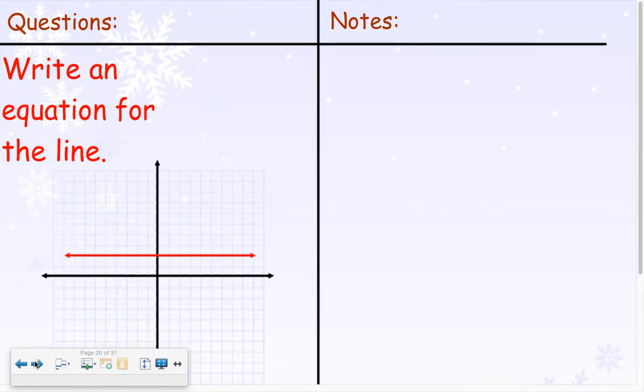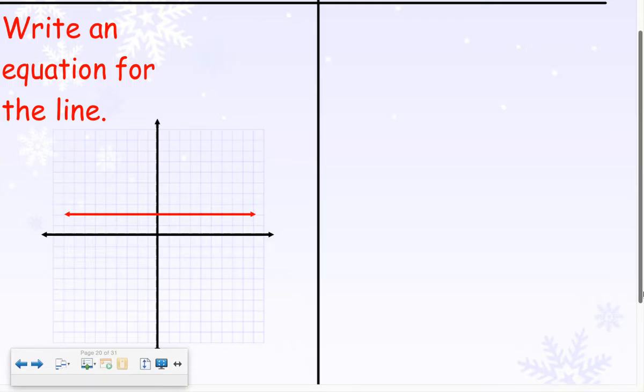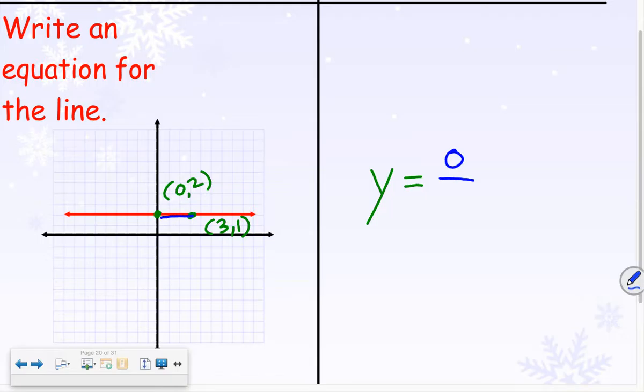All right, now we have a horizontal line. So I would graph 0, 2. Then I'll pick one more point on my line, 3, 1. So count my rise and run. So I'm rising 0, running 3. And then my line crosses the y-axis at 2.